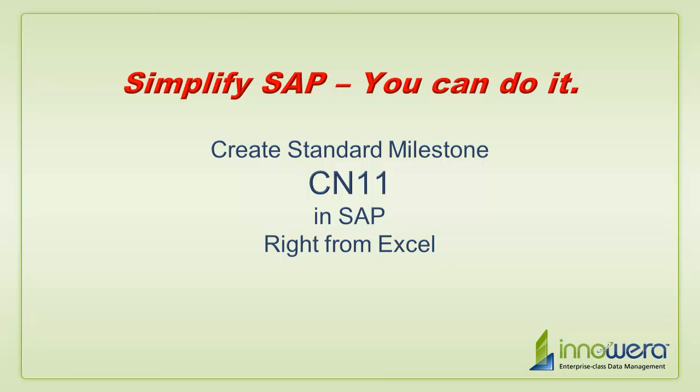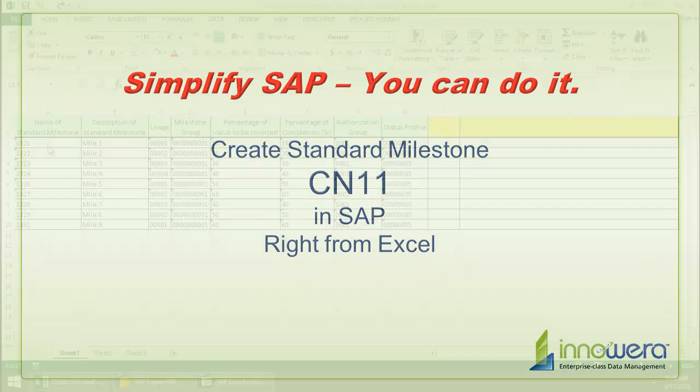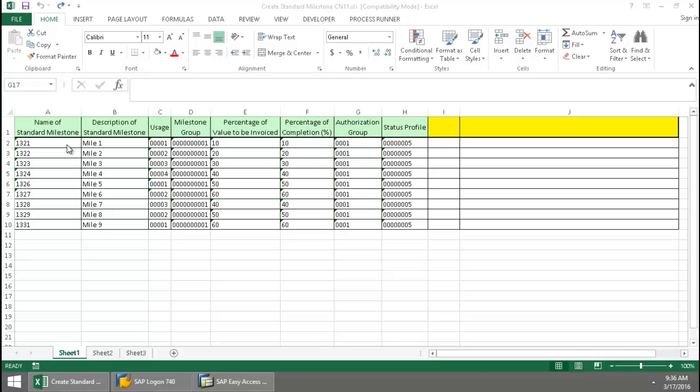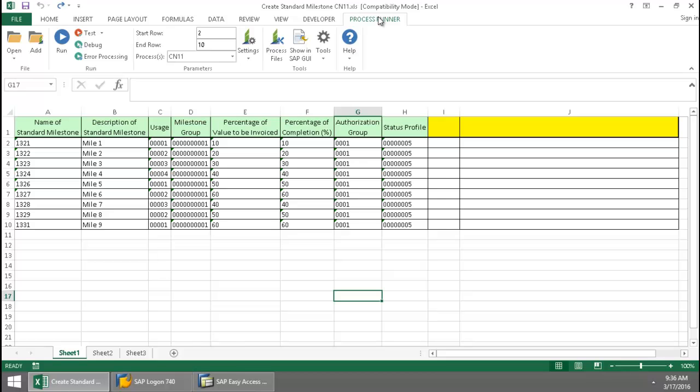Today, I'm going to create standard milestones right from Excel. Here I have the data for several milestones that I need to create. I'm going to click on the Process Runner Excel Add-in tab, press the Run button.